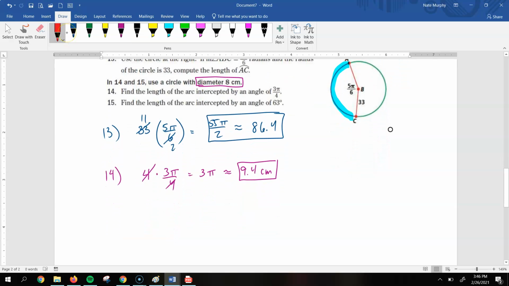All right, last problem, number 15. Find the length of an arc intercepted by an angle of 63 degrees. Okay, so we're going to use the same situation here. So again, if you didn't watch question 14, they give us a diameter of 8 centimeters. So that means the radius is 4 centimeters. Okay, that's what we want to use here. And with 63 degrees, we also want to make sure that our numbers are in terms of radians. So I need to convert 63 degrees to radians. To convert that to radians, we'd multiply by pi over 180. And then I would just multiply all this together, and when you do that, we would get approximately 4.4 centimeters for that one.